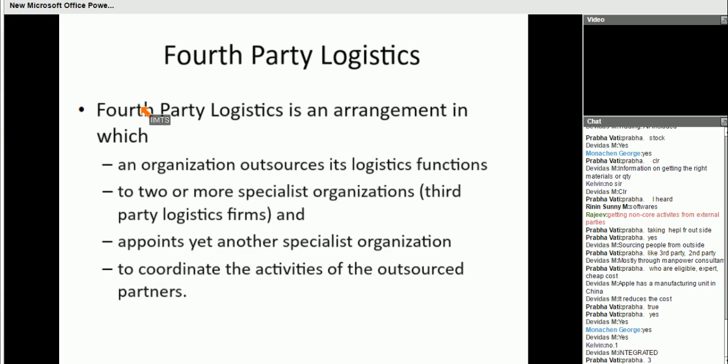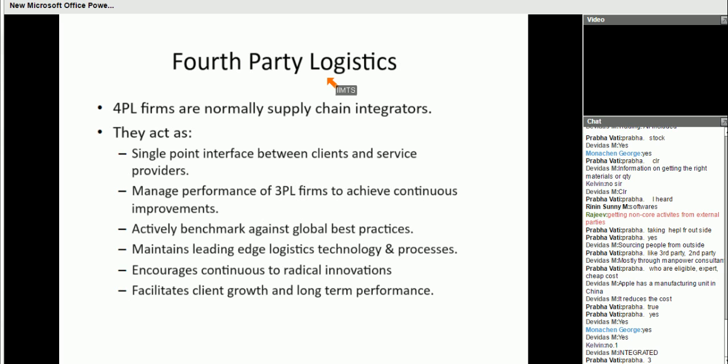Now similarly we have fourth party logistics. Fourth party logistics is an arrangement in which an organization outsources its logistic functions to two or more specialist organizations and appoints yet another specific organization to coordinate the activities of the outsourced partners. So they outsource to one company, which in turn outsources to another company. Right. Fourth-party logistic firms are normally supply chain integrators.